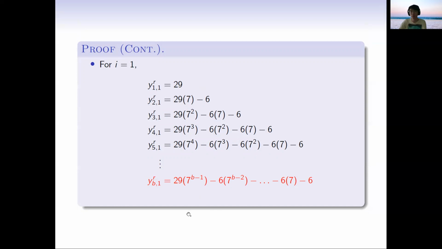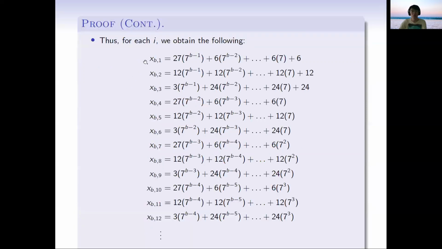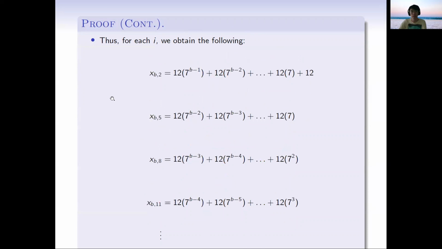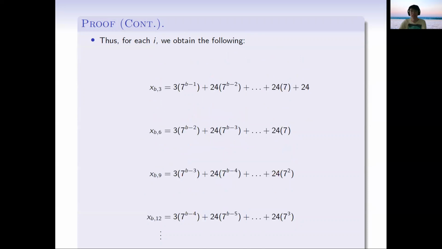By using a similar approach, we can also obtain the general form for all other values of i, which is i equals 2, 3, 4, and so on. And now this is what we obtain. By observation, these sets of solutions can be classified into three categories based on the value of i. For example, when i equals 1, 4, 7, and 10, this will go into the first category because they have a similar form. This will be in the second category, and this is in the third category.